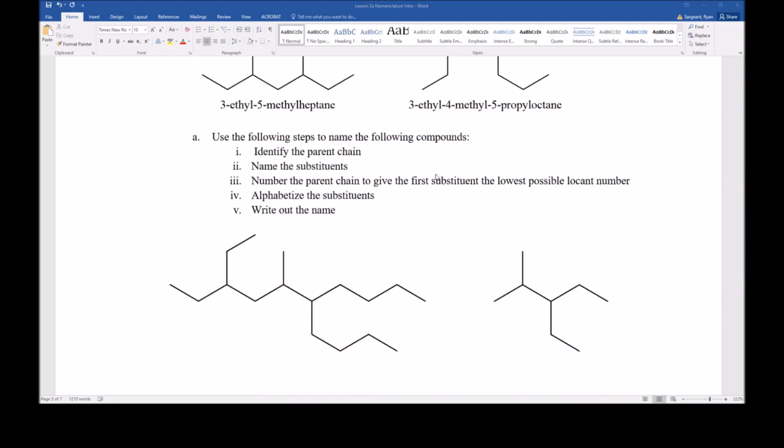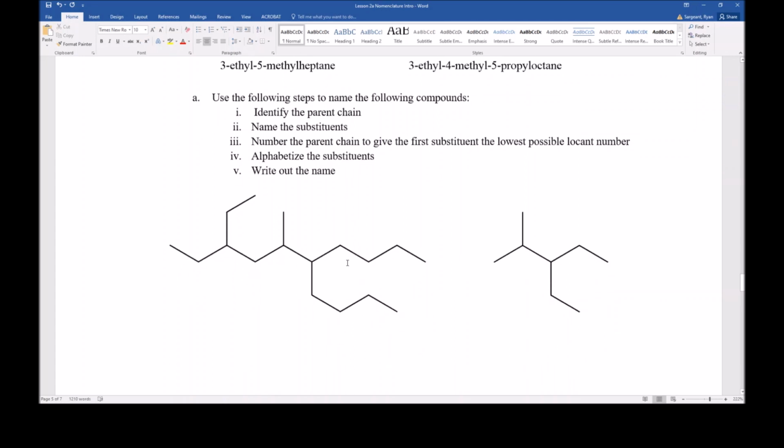So here is the order of steps that you need to go through when you're trying to name these compounds. First, you identify the parent chain. Then you name the substituents, number the parent chain to give the first substituent the lowest possible locant number, alphabetize the substituents, and write out the name. So we're going to apply that to this more complex example right here, and then I'll pause the video and allow you to work on this other one. If you feel pretty confident, go ahead and pause the video now and come up with your own name for both of these compounds.